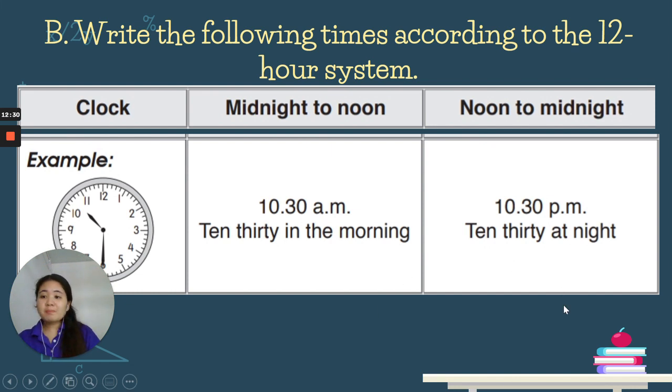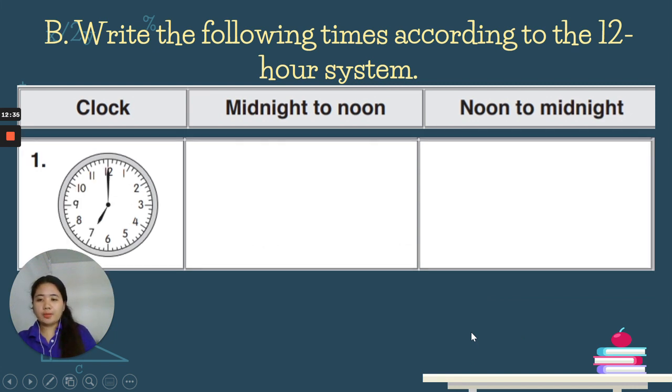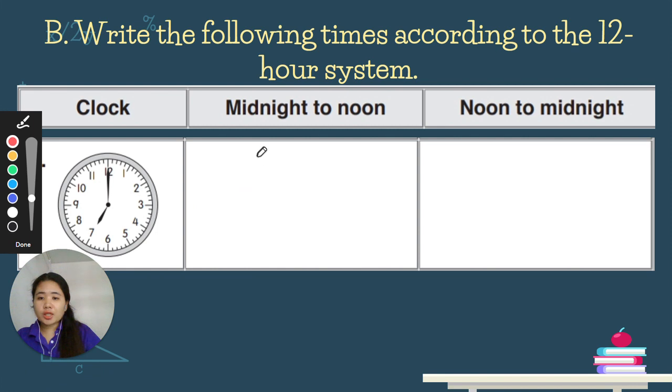So let's try answering the numbers. Let's read. Number 1. We have the small hand points at 7, right? So that will become 7. Next, the minutes. Oh, it didn't change. It points at 12. So we know that if it points at 12, that is 0, 0. So 7, 0, 0. Okay, do you follow?